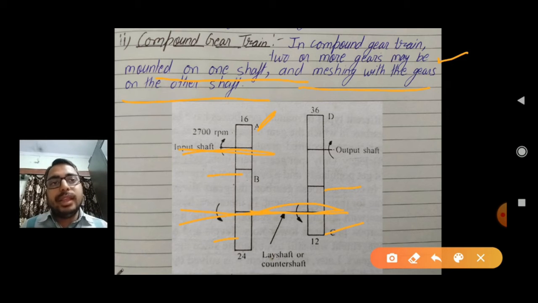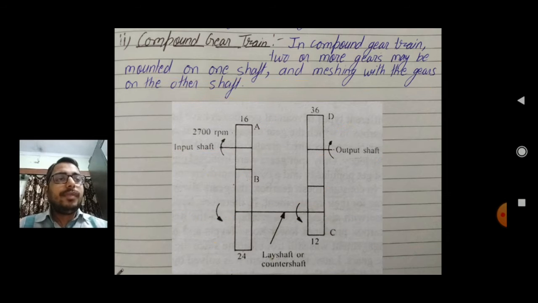So in this case, as you see here, gear A is attached with one shaft, gears B and C are attached with a single, same shaft, and again the output gear D is attached with another shaft. So when two or more gears are attached with one shaft and mesh with different gears attached with another shaft, then this type of gear train is known as a compound gear train. I can say that it is a bit complicated in comparison to a simple gear train.